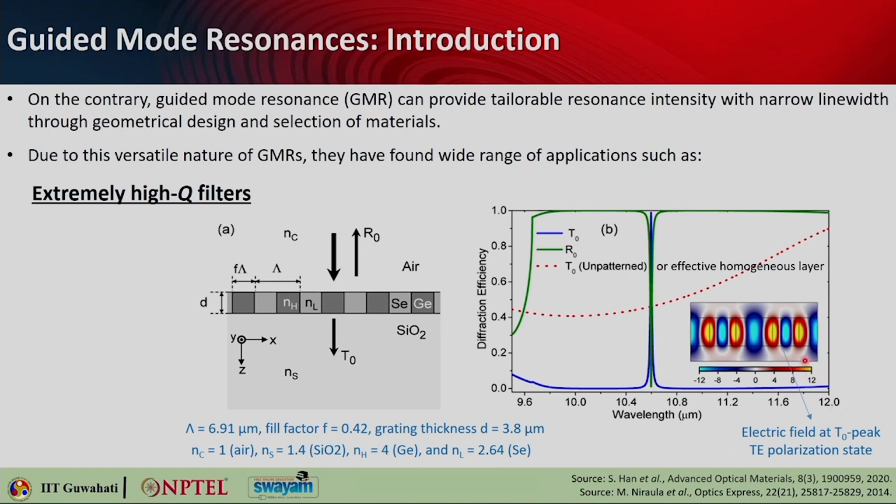You can also look into the electric field profile at the peak wavelength of T0, and that corresponds to the TE polarization state. And what is this dashed line? That is basically the effective homogeneous layer. So, here you do not see any kind of resonance. The resonance comes from the grating, and because of what the grating does, you are able to allow only one particular wavelength to pass through, and the remaining are all reflected. So, there is something very interesting about this particular phenomenon.